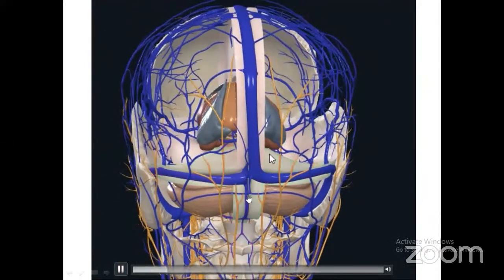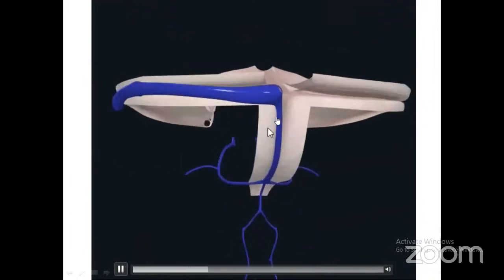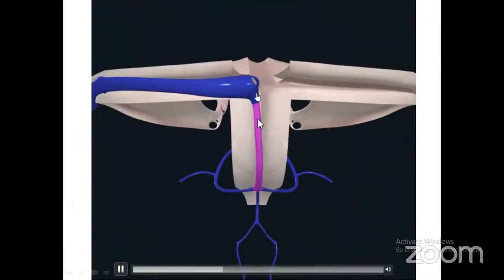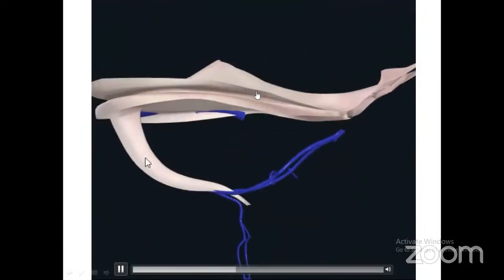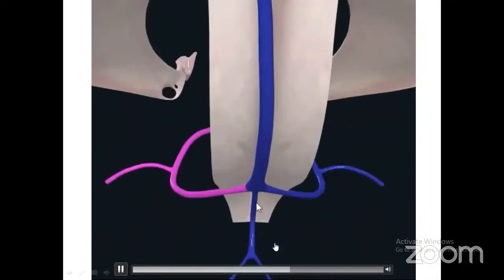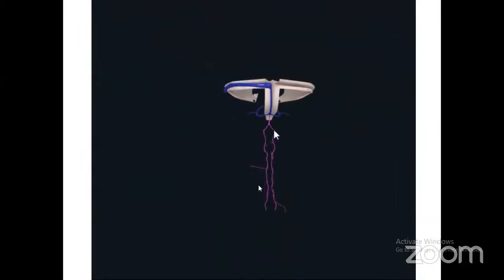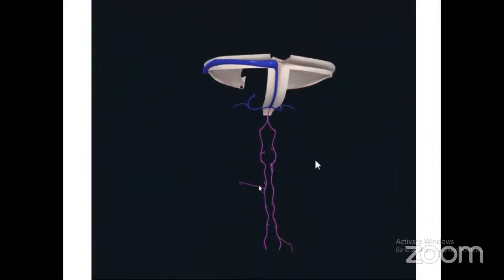So here you can notice, this is the occipital sinus. You can notice it is having communication with the transverse sinus there. It is also draining these marginal sinuses, which surround the margins of the foramen magnum. And there you can see it is having communication with the vertebral venous plexus.